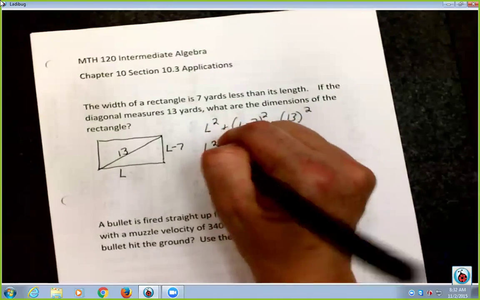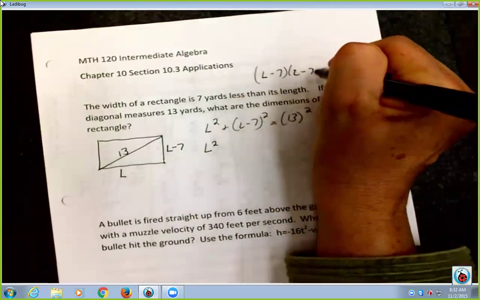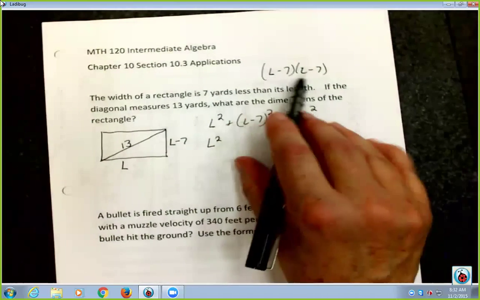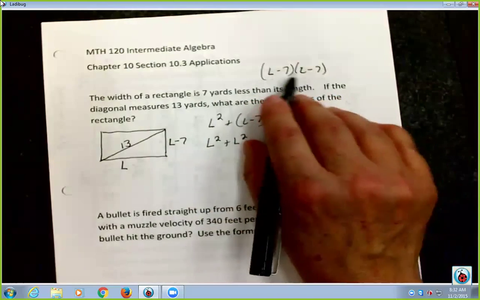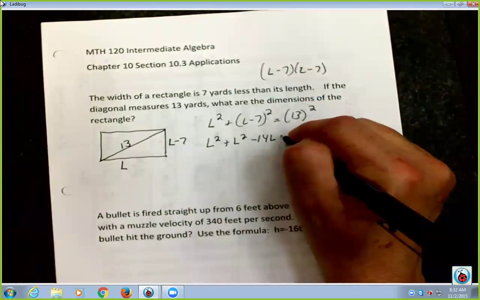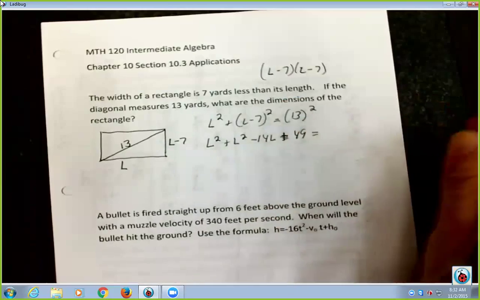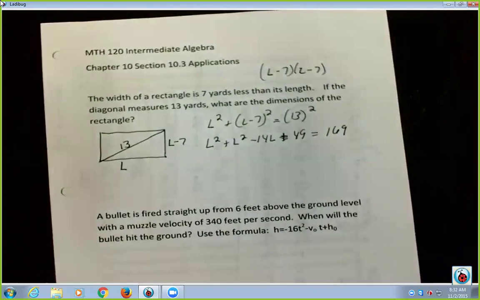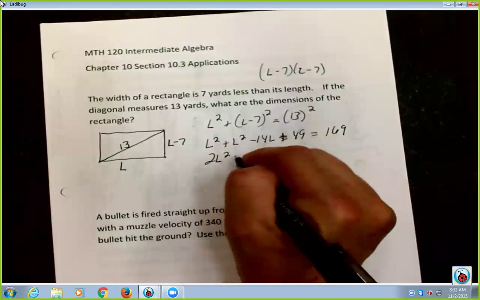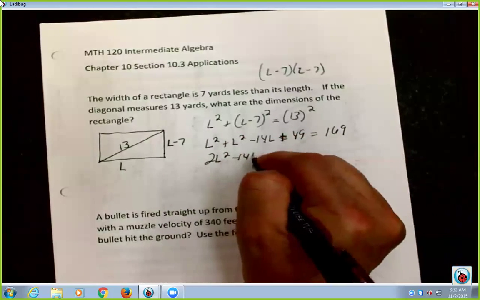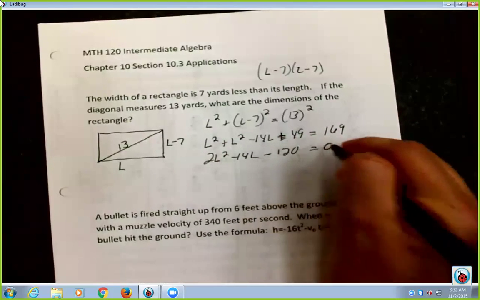Length squared is L squared. L minus 7, I need to square it. So to square it, L times L is L squared. Negative 7 and another negative 7 is a negative 14L. And then negative 7 times a negative 7 is a plus 49. And 13 squared is 169. Get everything put together. So 2L squared minus 14L. Move my 169 over, and that's going to end up leaving me with 120 equals 0.